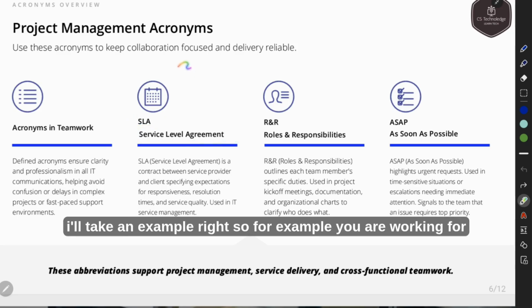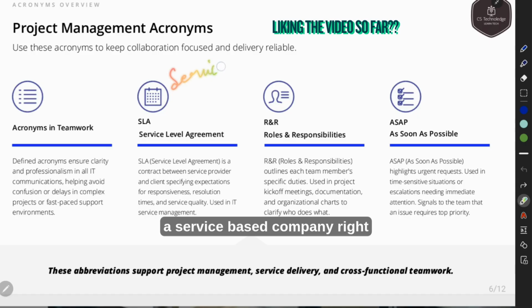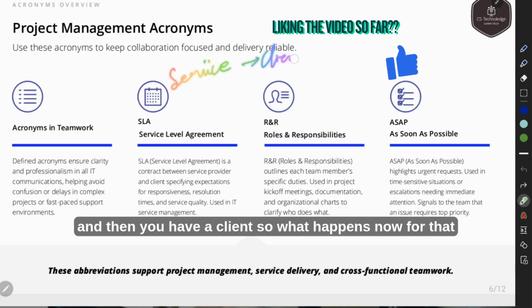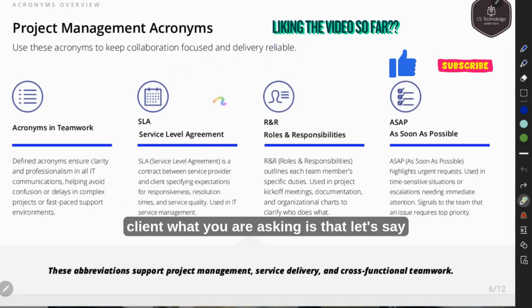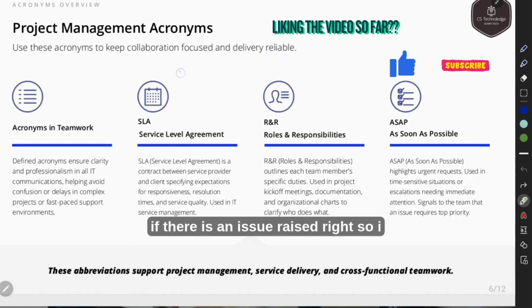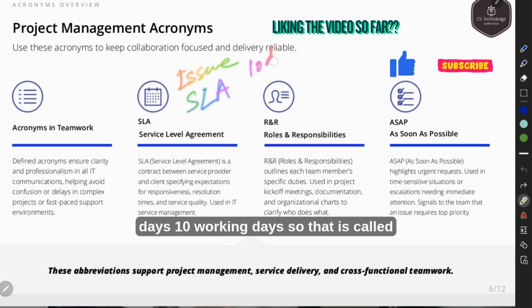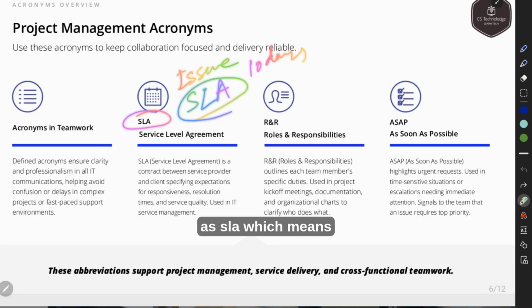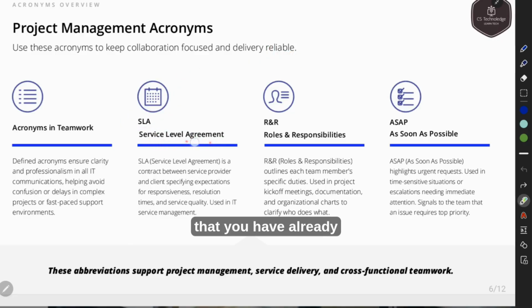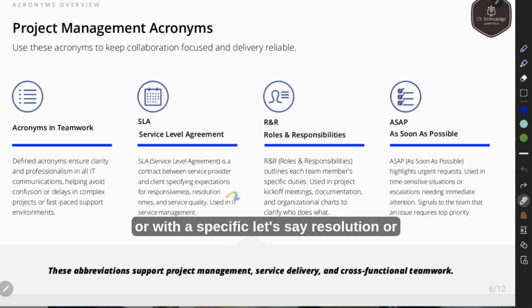I'll take an example. Say you're working for a service-based company and you have a client. What you're telling that client is that if an issue is raised, I will address that issue within 10 working days. That is called SLA, which means service level agreement. It means that you have already agreed to do a particular task or a certain set of tasks within a specific amount of time, or with a specific resolution or a specific quality. That is what your service level agreement means.